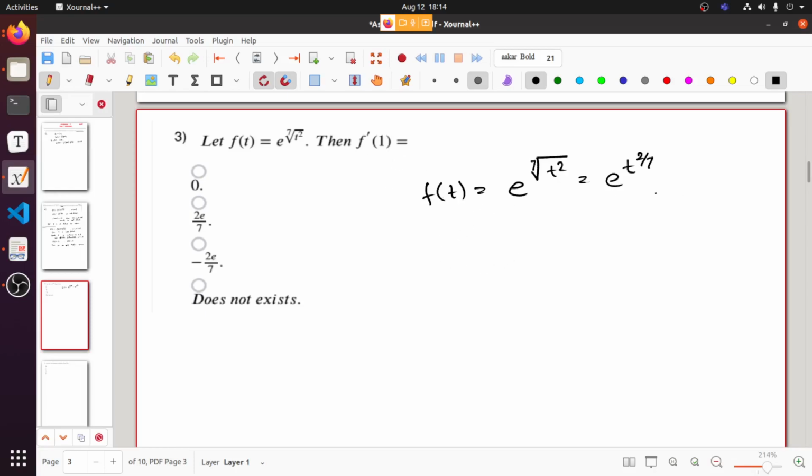So first, this function is differentiable, right? Square root, exponential, all are differentiable for positive values. The square root function is defined for positive values, and there it is also differentiable. So everything is differentiable. So just differentiate it. Then f dash t will be e to the power t to the power 2/7 into the derivative of t to the power 2/7, which is 2/7 into t to the power 2/7 minus 1, right?